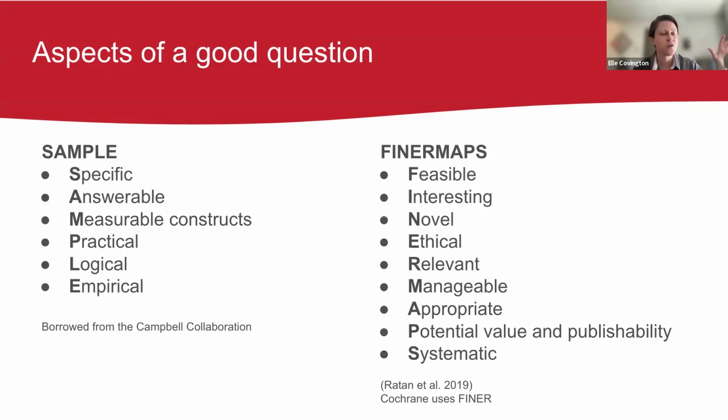So here's the sample. This is from the Campbell Collaboration. Campbell is one of the authorities in systematic reviews for the social sciences, specifically education, so a lot of the qualitative systematic work, a lot of those guidelines, are coming out of Campbell. They have this sample for developing your research question. Is your research question specific, answerable? Are there measurable constructs? Is it practical, logical, empirical?